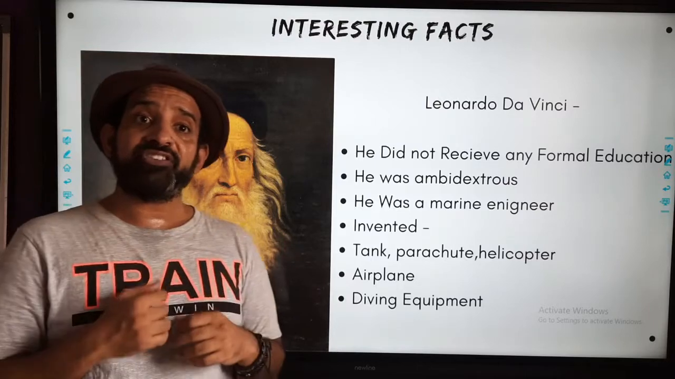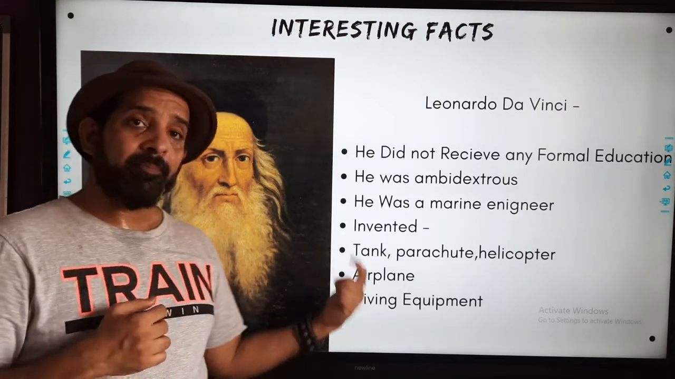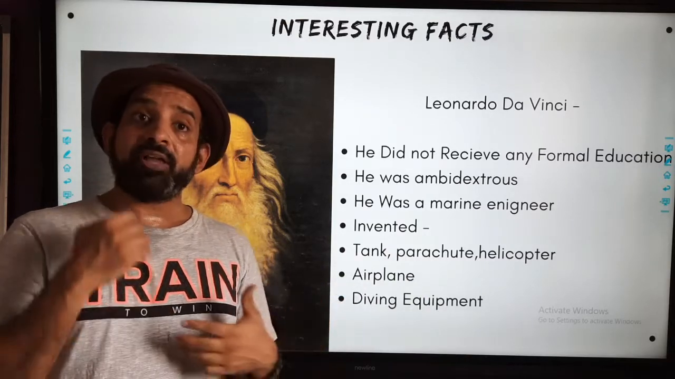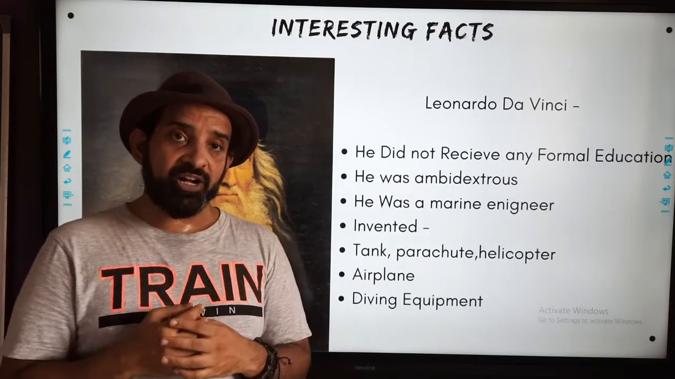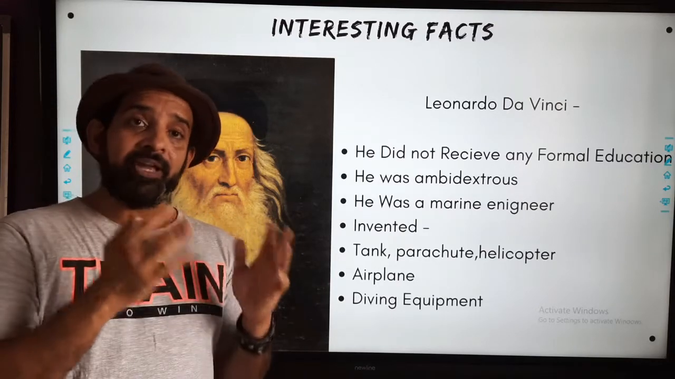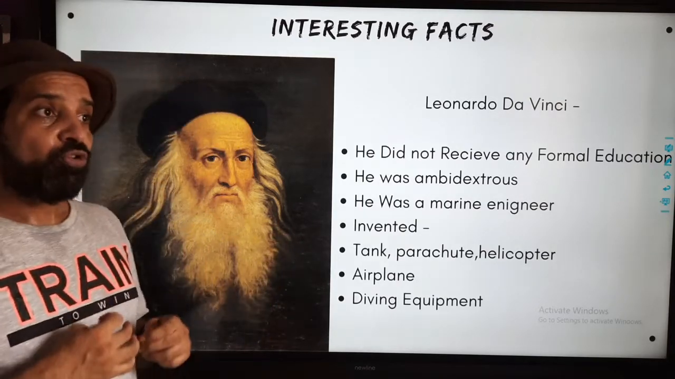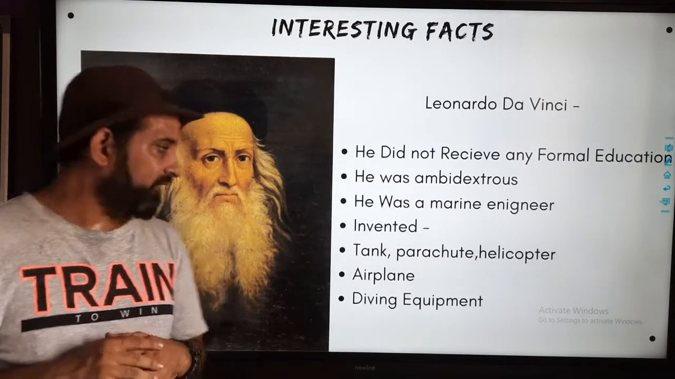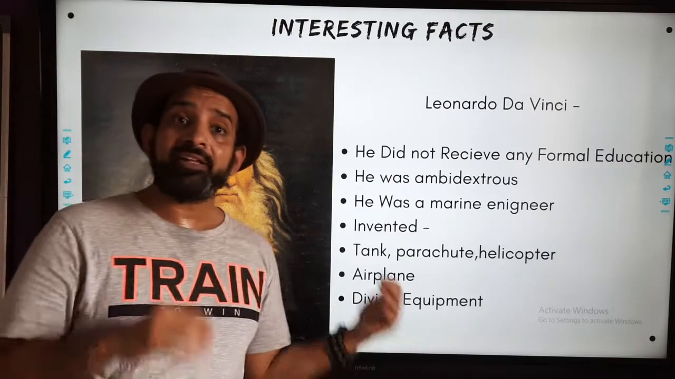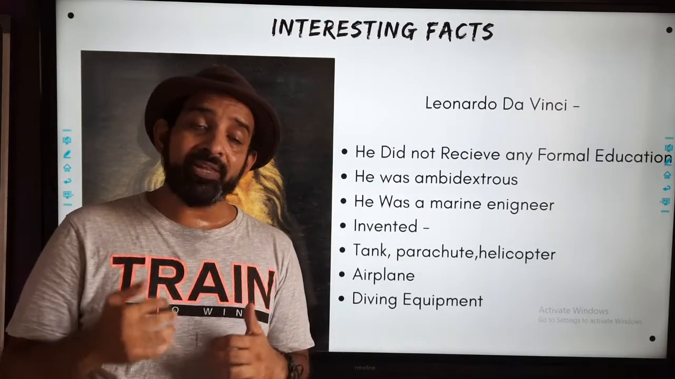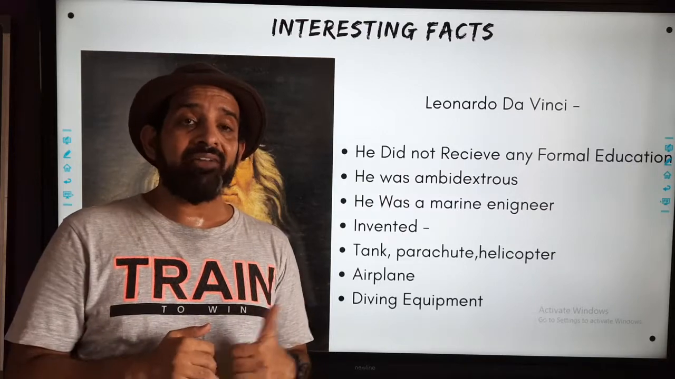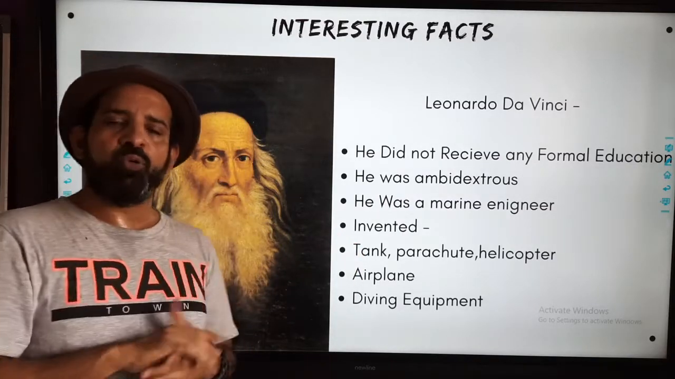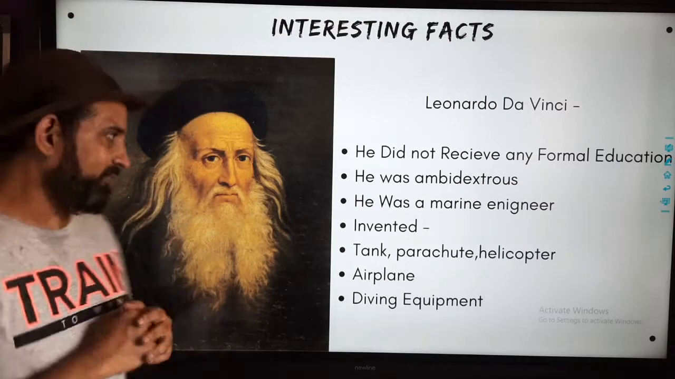Now, what are the inventions that go to his credit? Tank, parachute, helicopter, aeroplane. He was also one of the most fantastic painters the world has seen. The Mona Lisa, the painting in France, is credited to him. So I think he is the best scientist the world has ever seen. He also invented the diving equipment that people wear today to do scuba diving. So students, I just wanted to give you a little idea about who Mr. Leonardo da Vinci is or was.